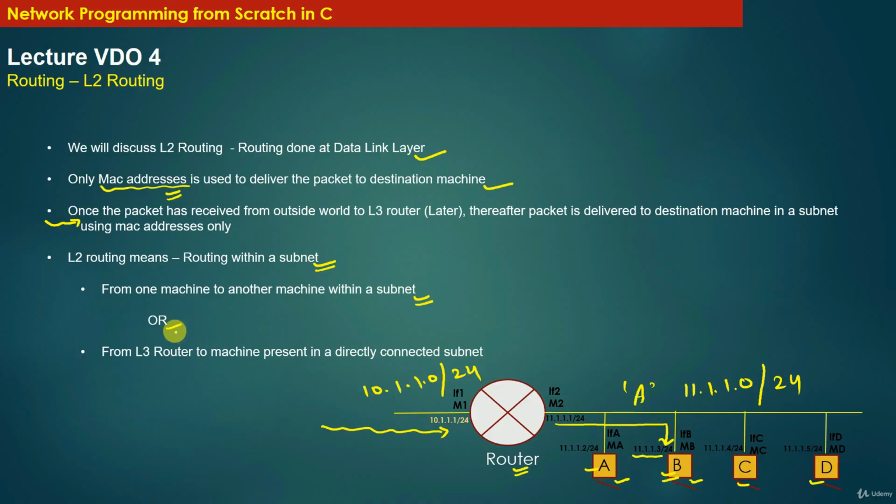The other meaning of layer 2 routing is to route a packet from a directly connected L3 router to a machine present in a directly connected subnet. It means routing a packet from the layer 3 router to any machine which is directly connected to a local subnet of this L3 router. So in this example, if the router wants to send a data packet to any machine which is connected to subnet A, then that is also achieved by layer 2 routing.